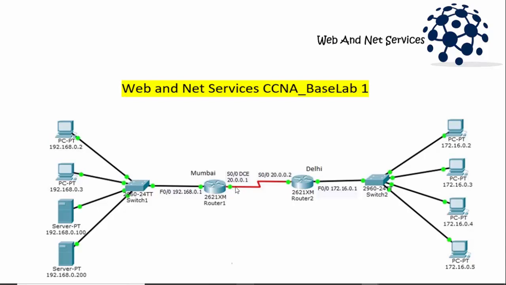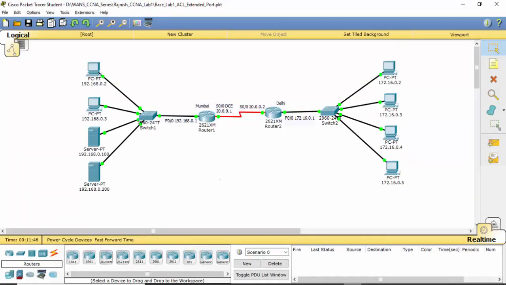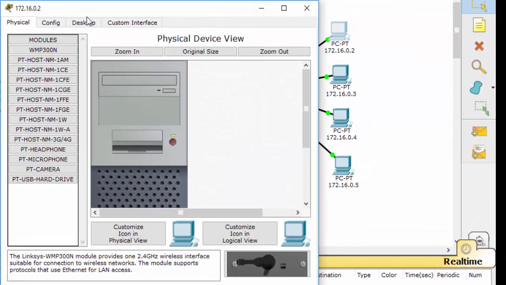We did one standard lab, we did one extended ACL with the host block, and now we are going to block specific port numbers. After this I will provide you one named access control list lab. Okay, let's come to the point, guys. Here we have this scenario, and the first step was to check the connectivity.